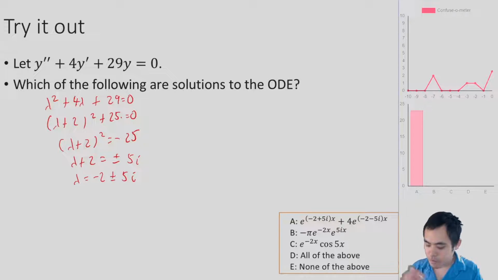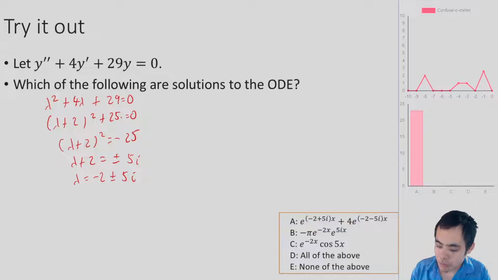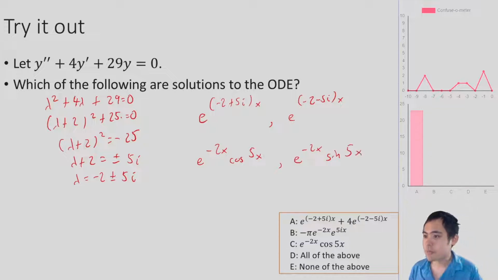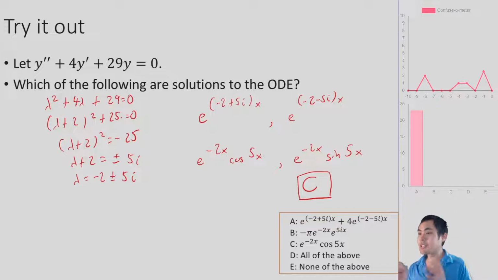Okay, so let me actually go through and solve this out. So what are the different independent solutions? Well, we have e to the minus 2 plus 5i x. We have e to the minus 2 minus 5i x. We also have e to the minus 2x cosine 5x and e to the minus 2x sine 5x. And one of the things you'll notice is that these are all variants on these two.